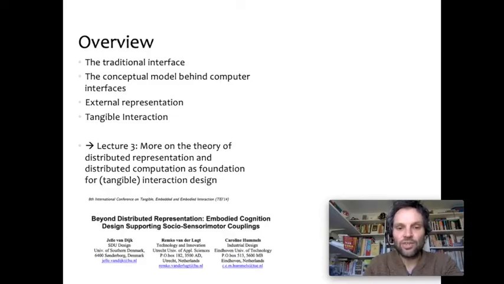External representation is only one aspect of embodied interaction. And we also want to talk about the social situatedness and the skilled sensory motor aspect of embodied interaction as well. So that's going to come in the other lectures.